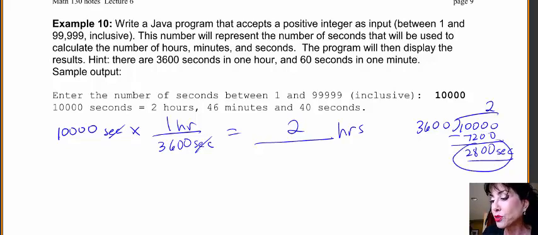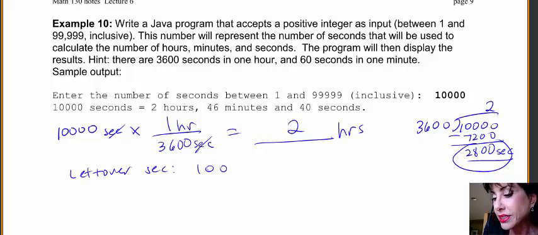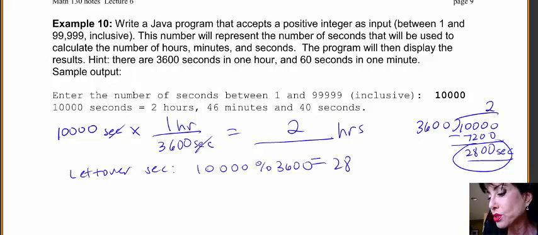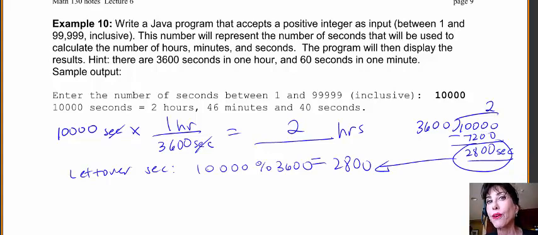So how do we get this remainder with Java? So in other words, the leftover seconds is what? Well, it was the 10,000 mod 3,600. That's equal to the 2,800, that remainder. The mod operator, if you'll recall, is also known as the remainder operator. Well, we need to take these leftover seconds and see how many whole minutes we can get.